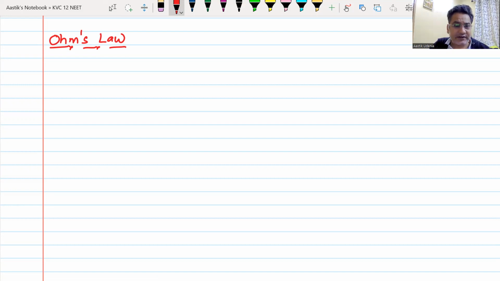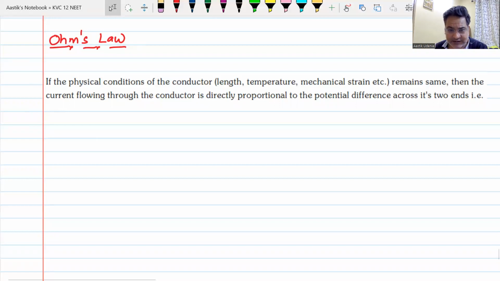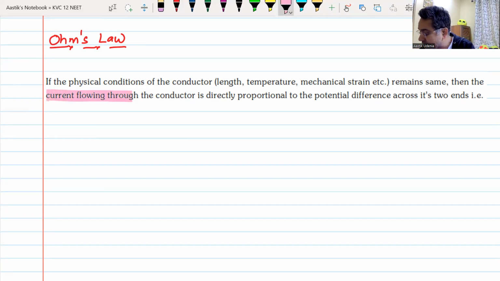If I have to write it in complete description, I will write it in this way. If the physical conditions of the conductor remain the same, and when I say physical conditions, I mean length, area, temperature, all this, if you have a conductor whose dimensions, temperature, etc. are the same, then the current flowing through the conductor is directly proportional to the potential difference.